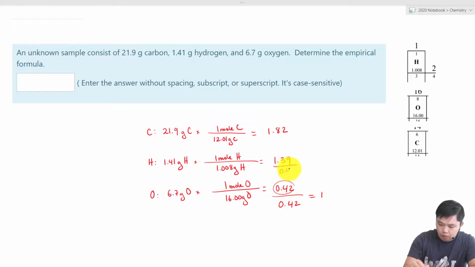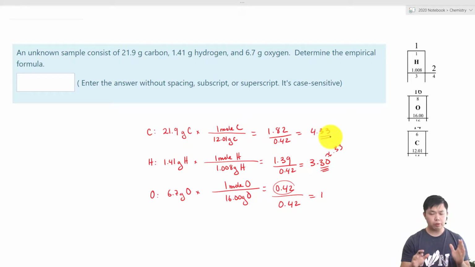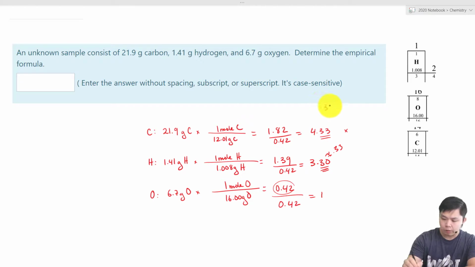And this right here, 0.42, turned out to be 3.30. Notice how right there, this 0.3 is almost an estimation of 0.33. And then this one here we have 4.33. And again, even though we have this 0.3, we kind of have to play a game of estimation, using our best educated guess. So again, 0.33, we have to multiply everything by 3, because 0.33 is equivalent to 1/3, okay? So you multiply by 3, multiply by 3, multiply by 3.